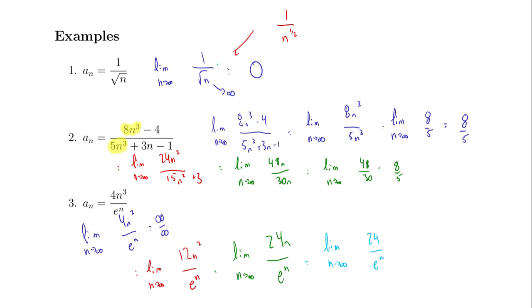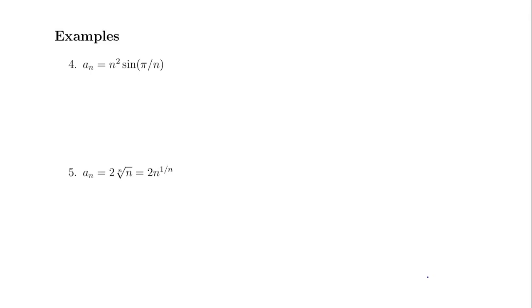So we have a kind of similar case as to what we had up here in this first problem, where the denominator is going to go to infinity. You could think this is really like 24 over infinity. So our limit is going to go to zero. So we've got that this first sequence converges towards zero. Our second sequence converges towards 8/5. And our third sequence converges towards zero just by doing these limits. No big deal. Here's two more, and these ones are trickier.